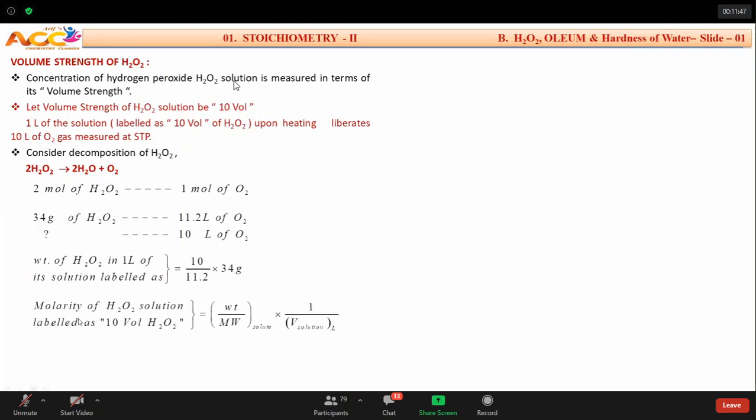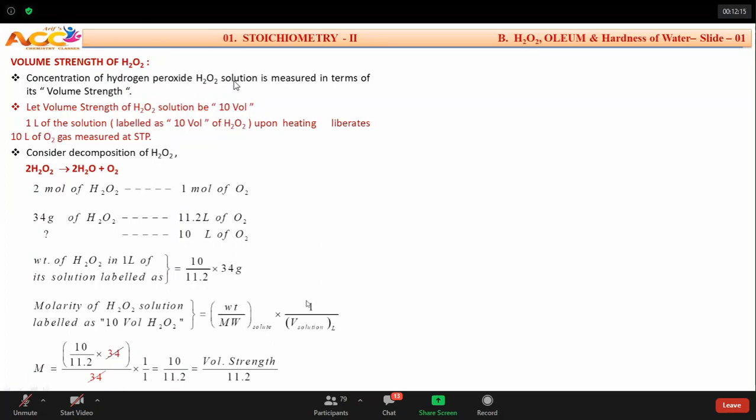Molarity of hydrogen peroxide solution labeled as 10 volume: what is molarity? Weight by molecular weight, 1 by volume of solution in liters. What is the weight? All this. What is the molecular weight? 34. And what is the volume? 1 liter of solution. So molarity is equal to 10 by 11.2 into 34, divided by molecular weight 34 into 1 by 1.